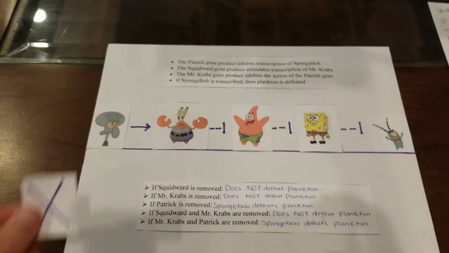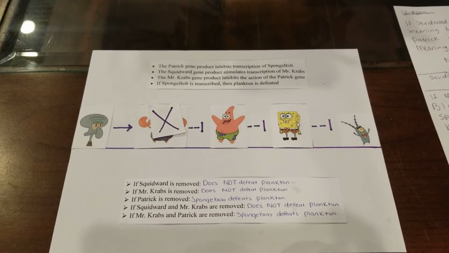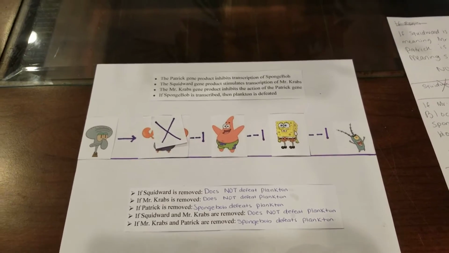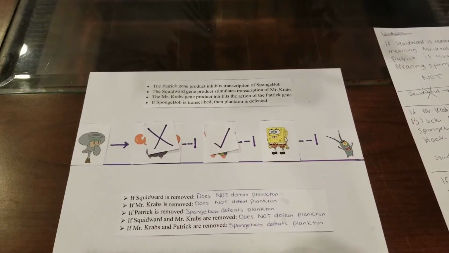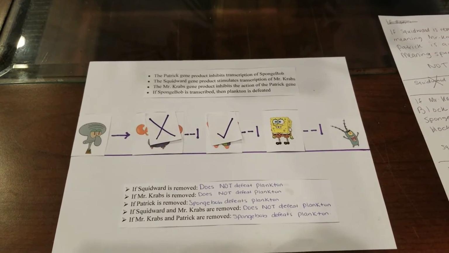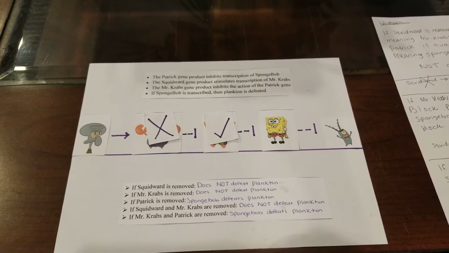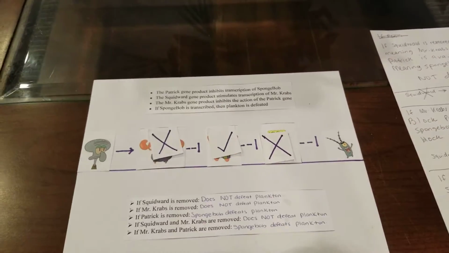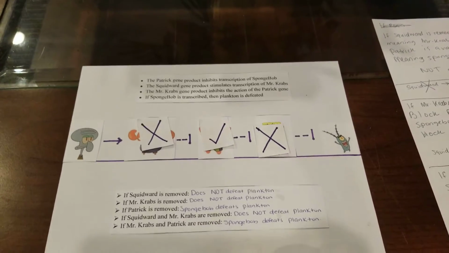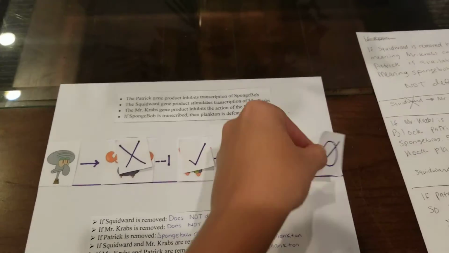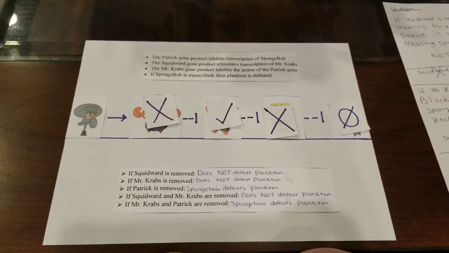So if Mr. Krabs is removed, then he is not available to block Patrick, so he is available. SpongeBob is being blocked by Patrick, so he is not available, meaning that SpongeBob is not available to block Plankton, meaning he is not defeated.